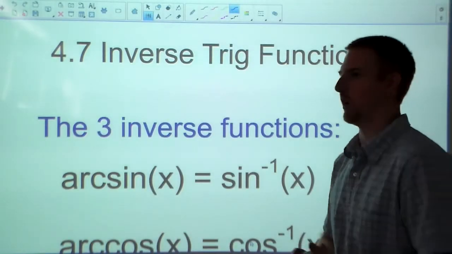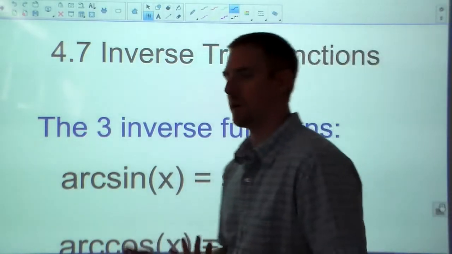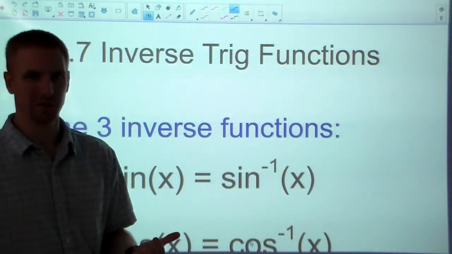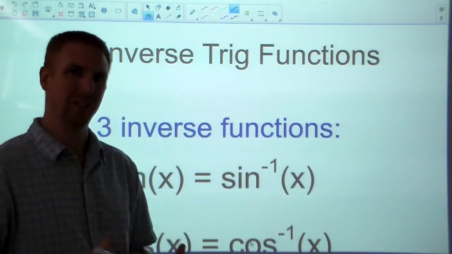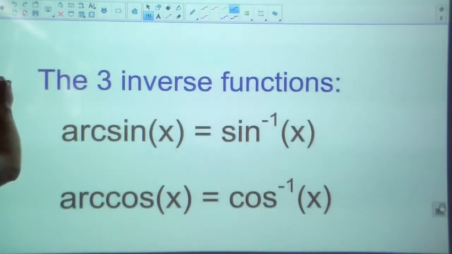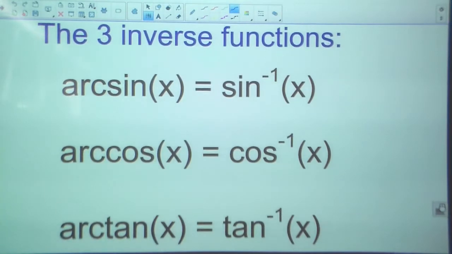4.7 is about inverse trig functions. We have 3 of these. We have them for sine, cosine, tangent. We don't have them for the cofunctions because it's kind of redundant. There's really no need for them. So here they are. And we'll talk about why they're used in just a minute.